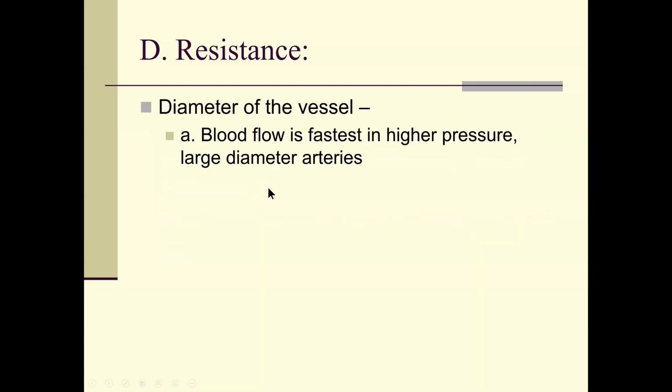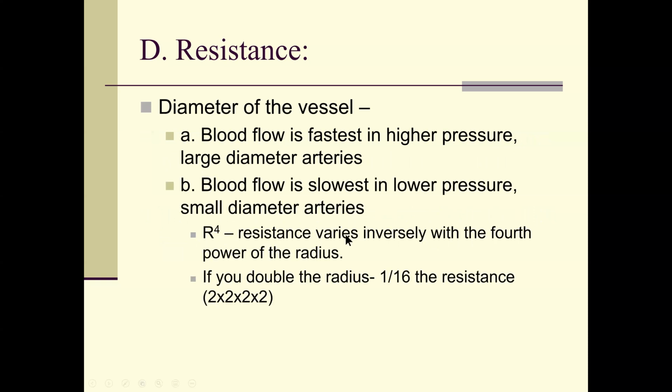Blood flow is fastest in higher pressure, large diameter arteries. Blood flow is slowest in lower pressure, small diameter arteries, and it's because resistance is related to the fourth power of the radius. You'll see this on that lab you're doing. It's related to the fourth power of the radius.